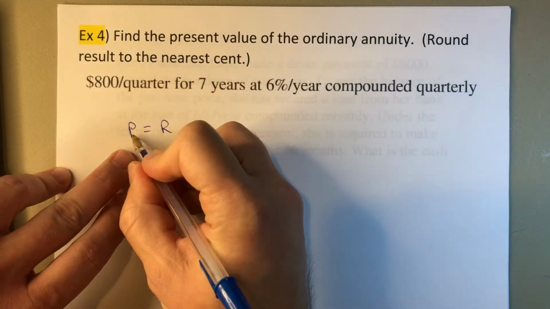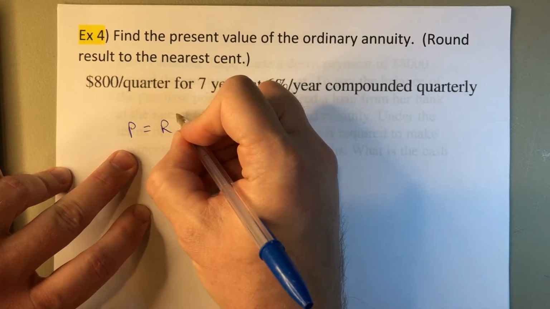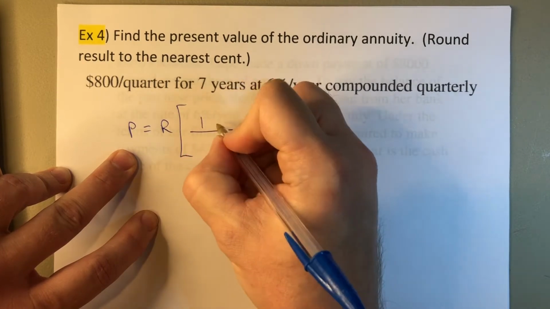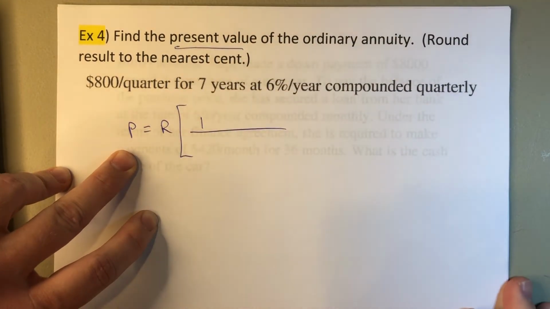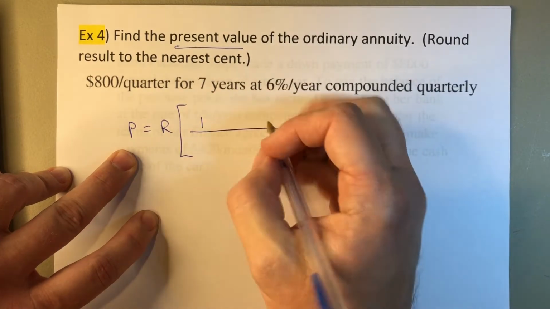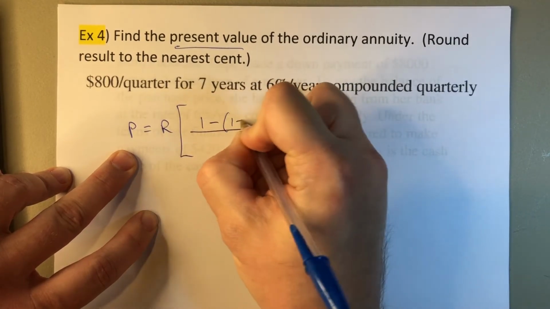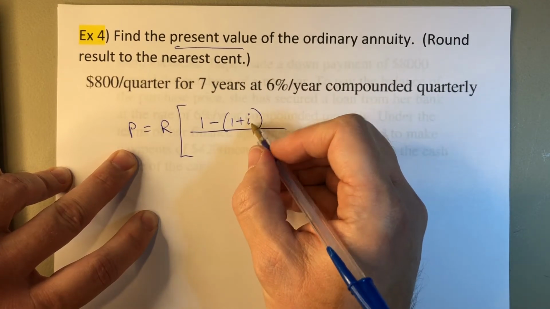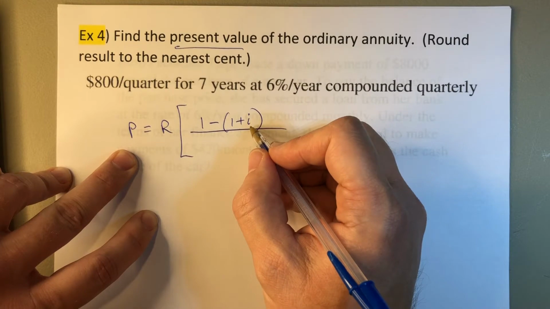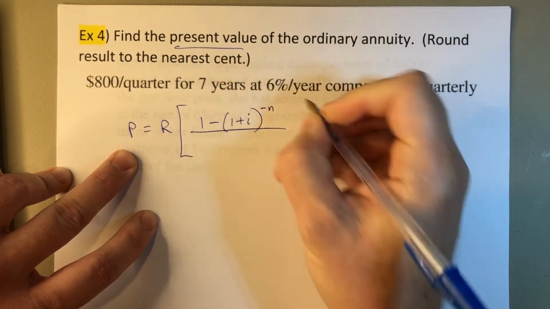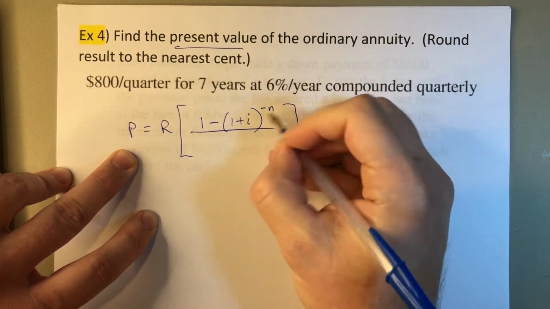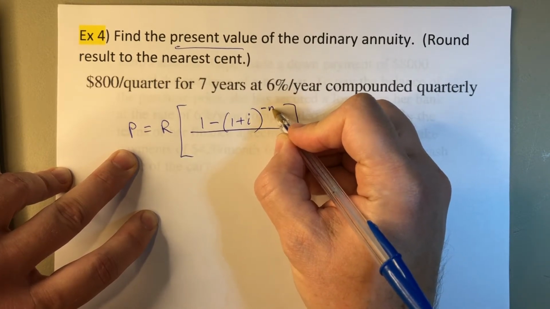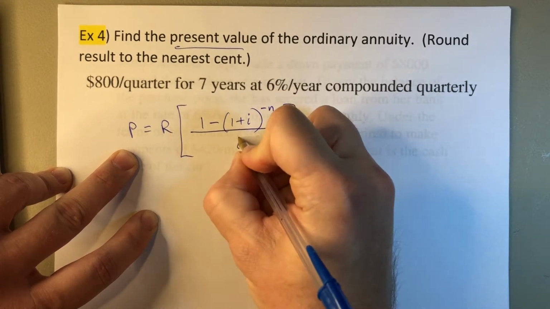So P for present value here. And we're looking at what? R times the quantity of what? Now, present value, the model is going to be different, as you just saw in the previous slide. So it's 1 minus the quantity of 1 plus i, where i is still r over m, to the negative n. And n is still m times t. All of it over i.